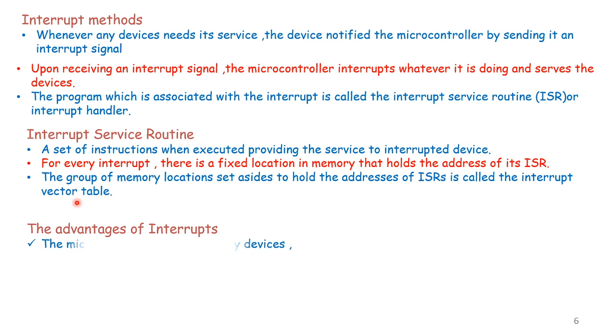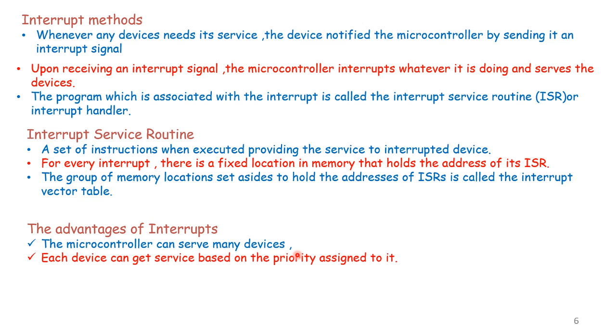Advantage of interrupts: the microcontroller can serve many devices. Each device can get service based on the priority assigned to it. Priority means the importance given by the microcontroller to the peripheral device which is attended first. So that is named the priority of the interrupt, highest priority and lowest priority, and that is decided by the interrupt priority register. The microcontroller can also ignore or mask a device request.